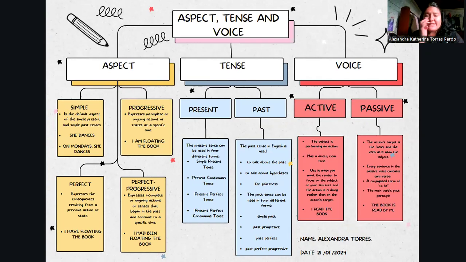Understanding how aspect, tense, and voice work is crucial for producing coherent texts and ensuring clarity in syntax during this course. These linguistic features play a significant role in shaping the structure of sentences and conveying the intended meaning effectively.